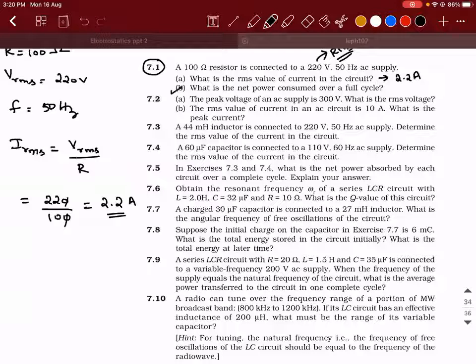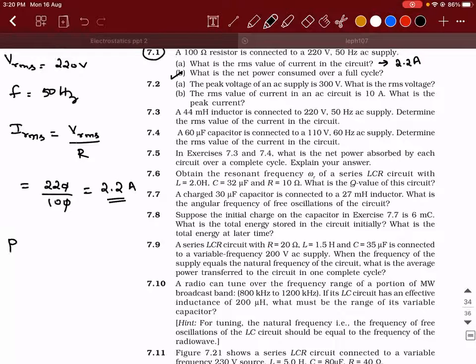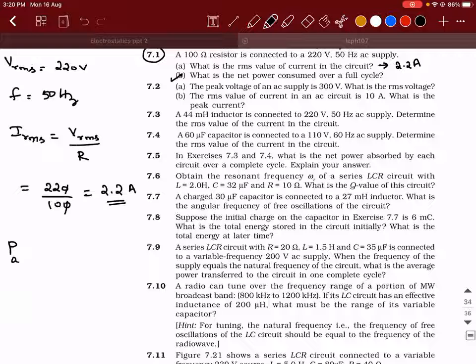Next is, what is the net power consumed over a full cycle? So how do we calculate the power, guys? What do we mean by net power consumed over a full cycle? They are asking the average power. Go revisit your notes and check and tell me what is the average power in a complete cycle formula. I squared R. Is it I squared R? Check your notes and tell me. Is that what I taught? I showed a big derivation, no?